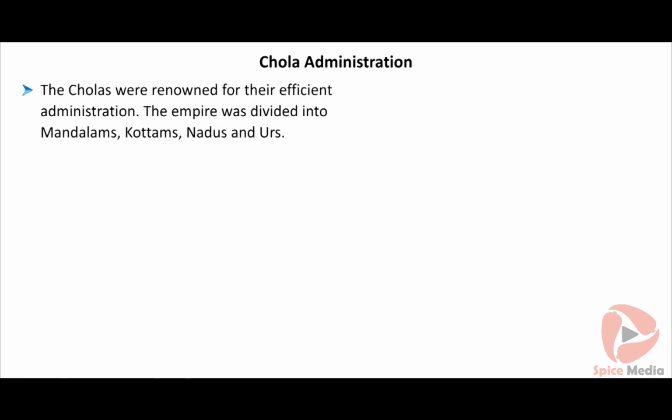The Cholas were renowned for their efficient administration. For the convenience of administration, the empire was divided into mandalams or provinces. The mandalams were divided into kotams. The kotams were further divided into districts called nadus or valanadus and villages or urus. Village was the smallest unit of administration.